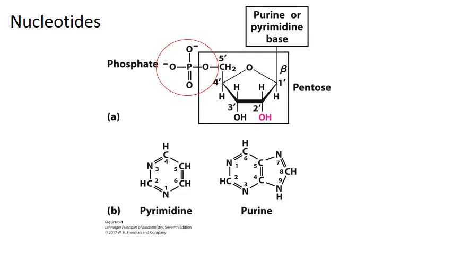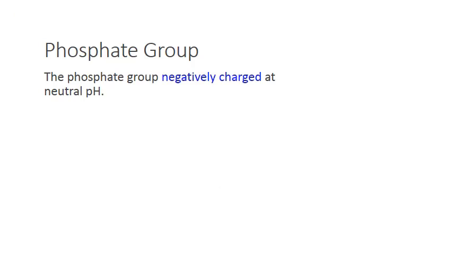So first we're going to focus on the phosphate group and the different characteristics of the phosphate group. Again, I want you to notice that that phosphate is attached to that 5' carbon that's located on the pentose sugar. The phosphate group on the nucleotide is negatively charged when we are looking at it at neutral pH. So the oxygens on that phosphate group are negatively charged, typically attached to the 5' carbon that I just talked about.